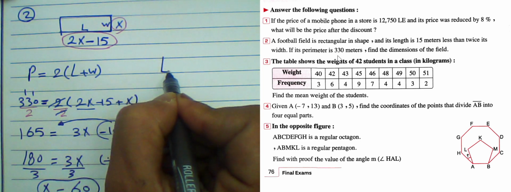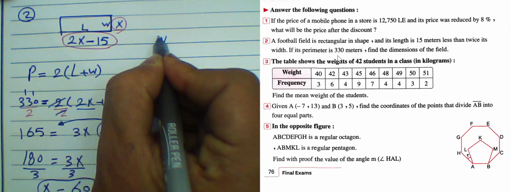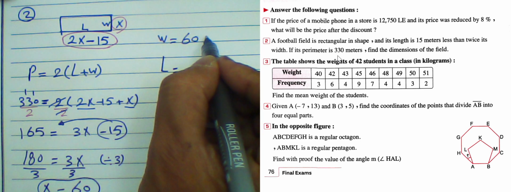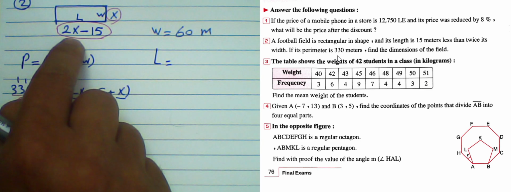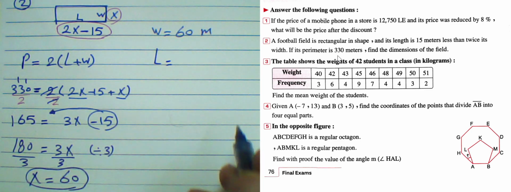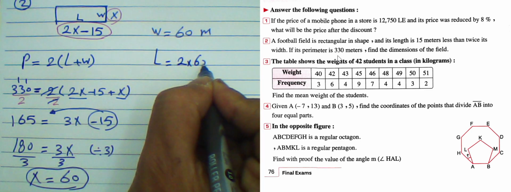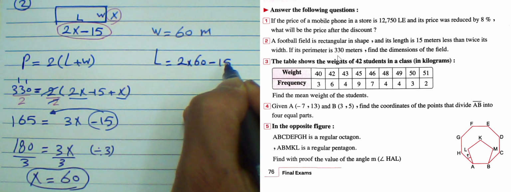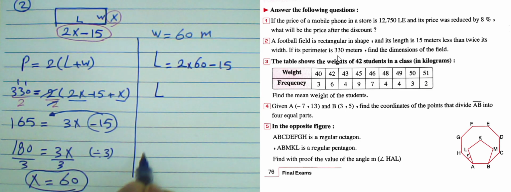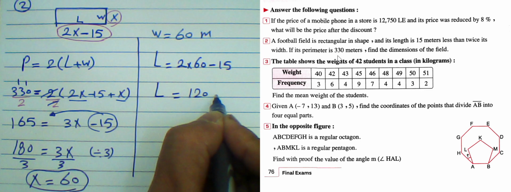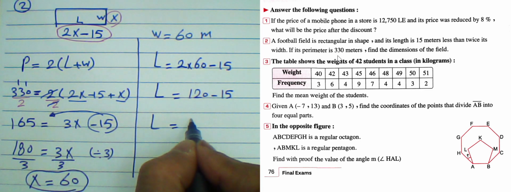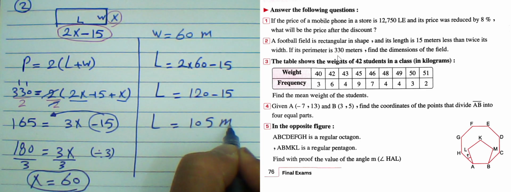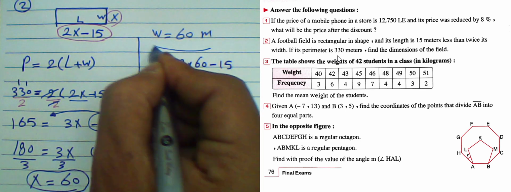We want to find the length. Okay, we get here the width 60 meters, and we can find the length. Put x equals 60 here: 2 multiplied by 60 subtract 15. Then the length equals 2 times 60, 120, subtract 15. Then the length equals 120 subtract 15. It will be 105. Okay, we have length and width.